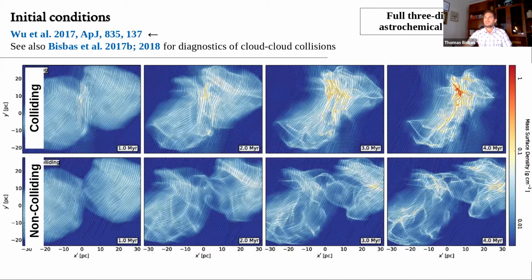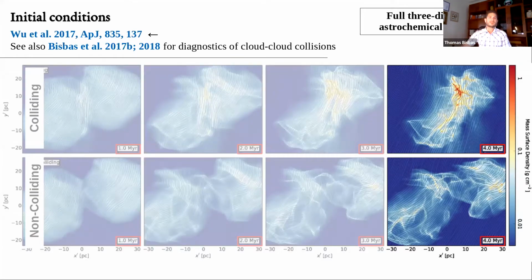So these initial conditions are taken from a series of papers led by Benjamin Wu in 2017, who examined cloud-cloud collisions. So there are 2 MHD simulations here, which are, as you see, 2 clouds that we have at different times. The upper case is the colliding one, so they have some velocity, and in the bottom we have the non-colliding case, which evolves simply because of turbulence. We will not consider all of the snapshots. We will only consider the last snapshot, and actually a sub-region of this snapshot because of memory consumption issues, as computational astrochemistry is quite memory intensive.